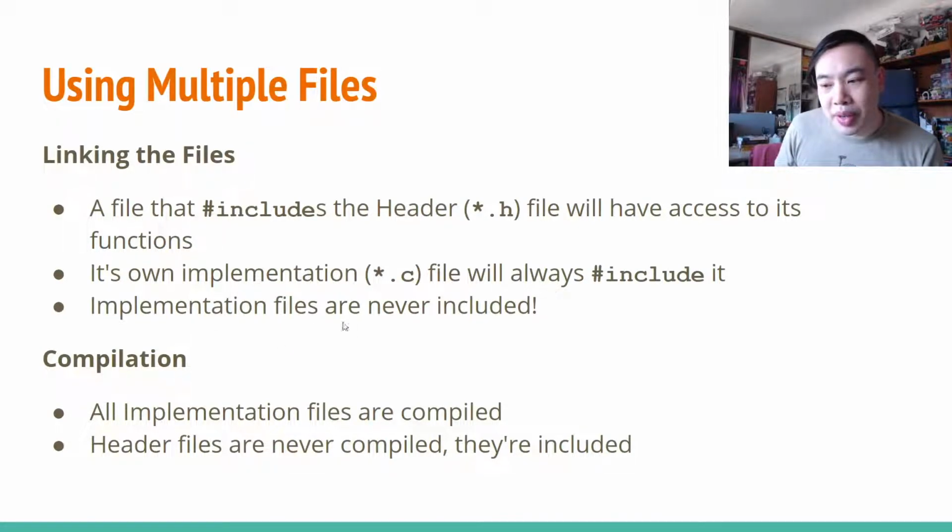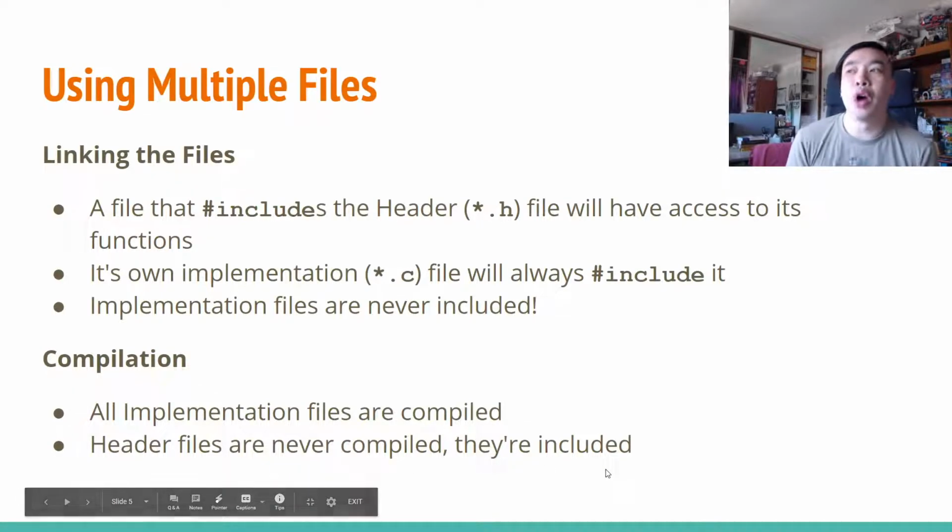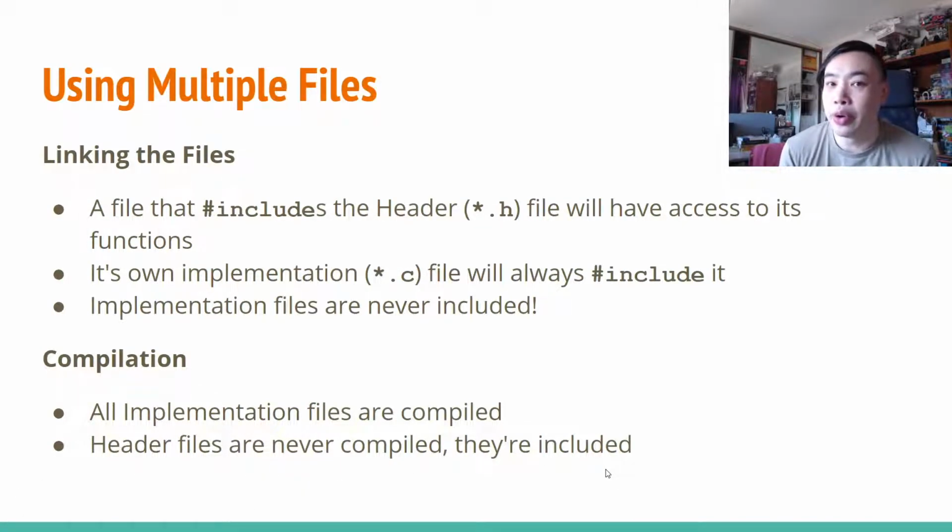The other thing to remember is the implementation files, the C files, are never included. So we only include H files, but conversely, we compile all the C files, but we never compile any header files. And you can kind of see why, because the header files don't really have any code in them. So they don't go into compilation. Compilation is going to translate everything we've written into running code. So the H files are already kind of there, because the H files will be included in the C files, so we only need to compile the C files.